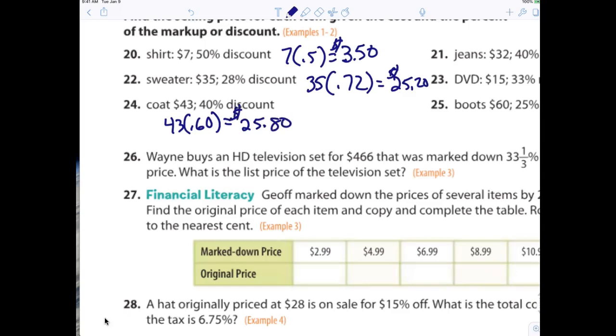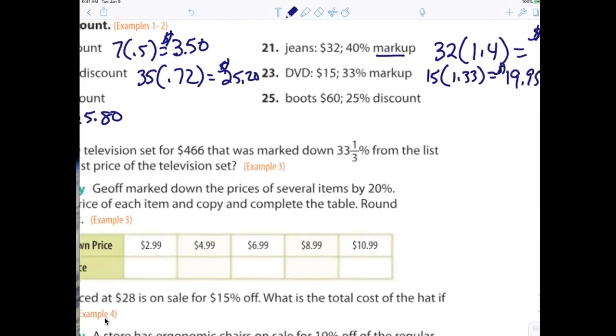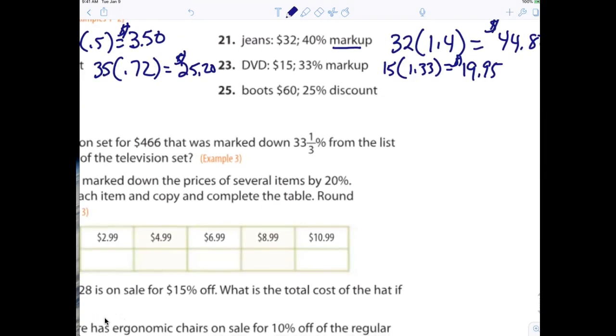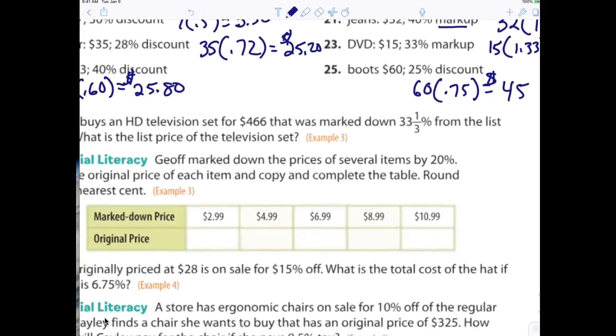Okay, so do 43 times 0.6. Double check him. If somebody gets something different, just check your calculator. It's easy to type something in incorrectly. Not a big deal. All right. Leighton, what am I doing on 25? So you do 60 times 0.75, which is $45. Good job.